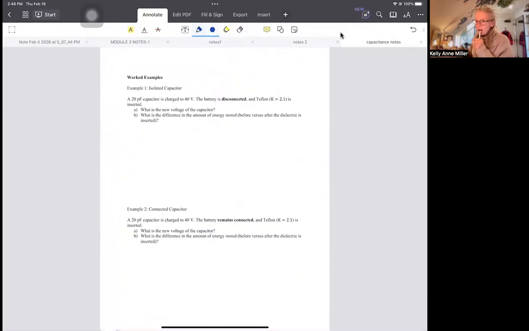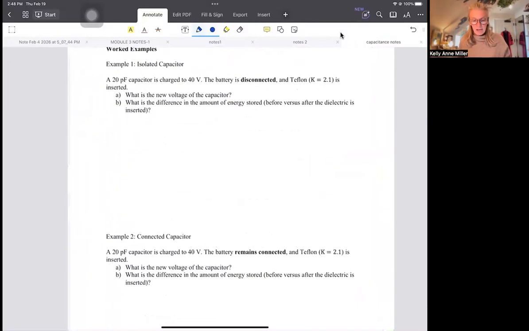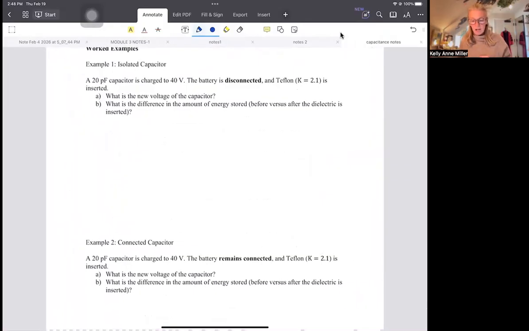Okay, I think this is the last thing. There are just two examples that I wanted to show you. You've got a 20 picofarad capacitor that is charged to 40 volts. The battery is then disconnected. So this is case A. I put a dielectric of Teflon, which has a dielectric constant of 2.1, in between the plates. And I want to know: what is the new voltage of the capacitor, and what is the difference in the amount of energy stored before versus after?